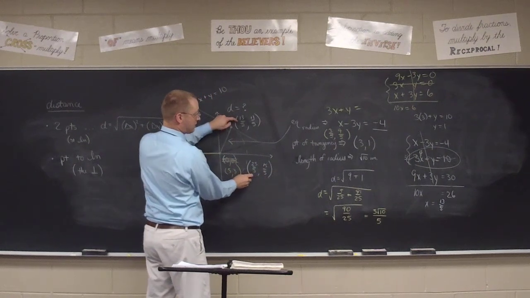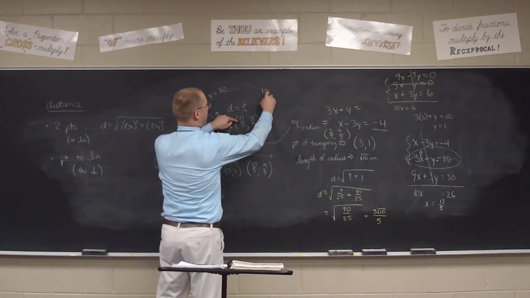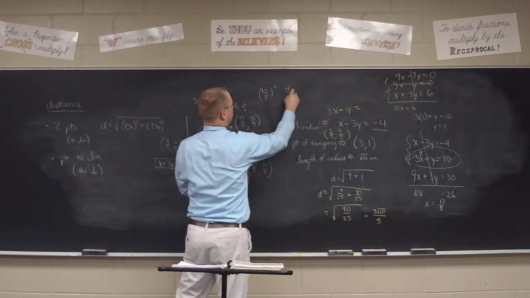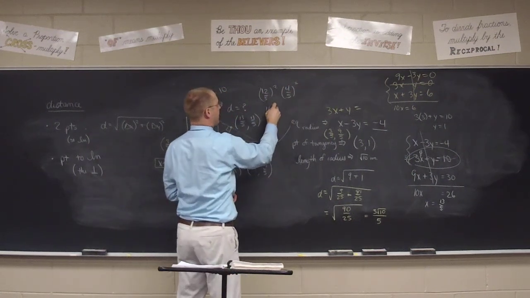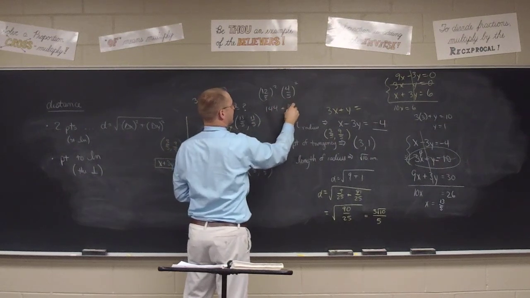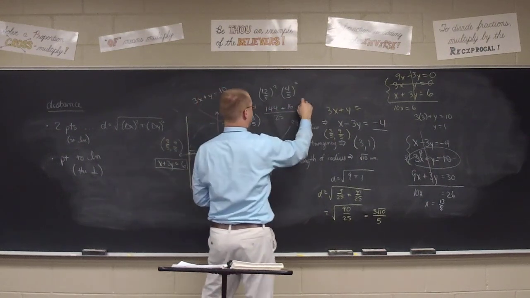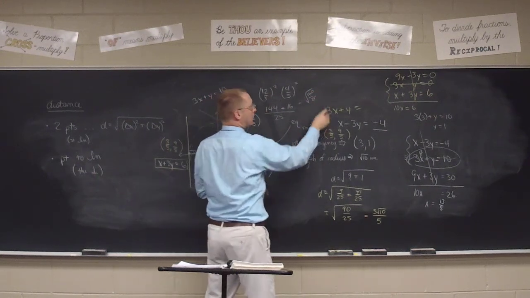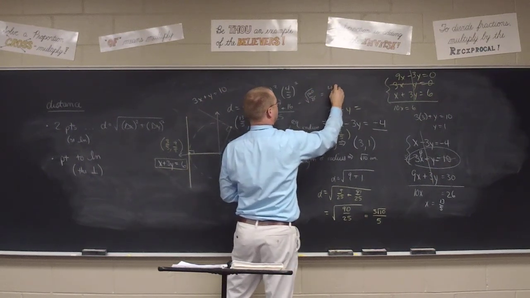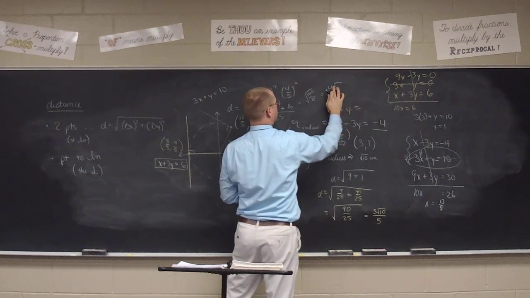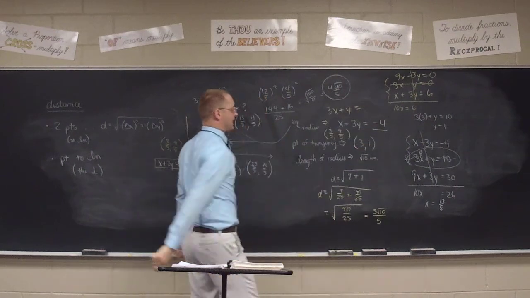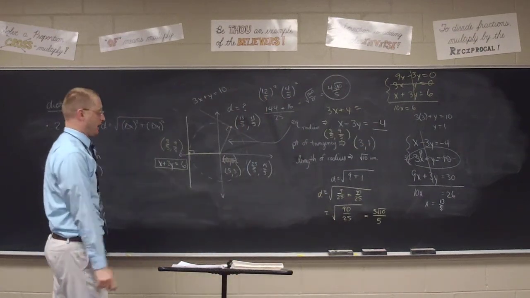What's the change in x? 12 fifths squared. Change in y? 4 fifths squared. That's going to be 144 plus 16 over 25. That's the square root of 160 over 25, which is 4 times the square root of 10 over 5 units. That's the radius. Now for the yellow guy.